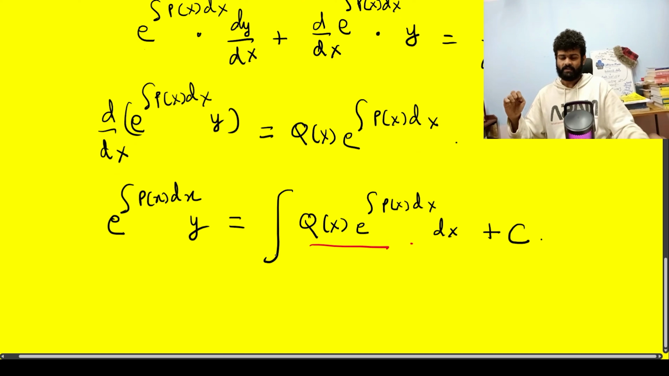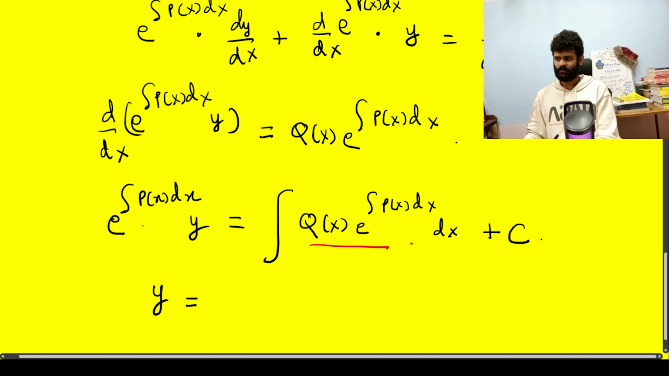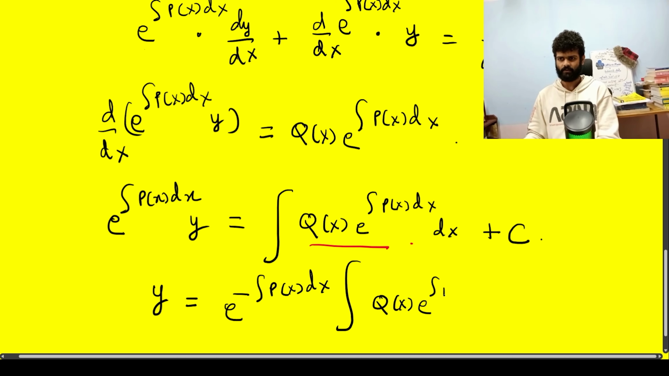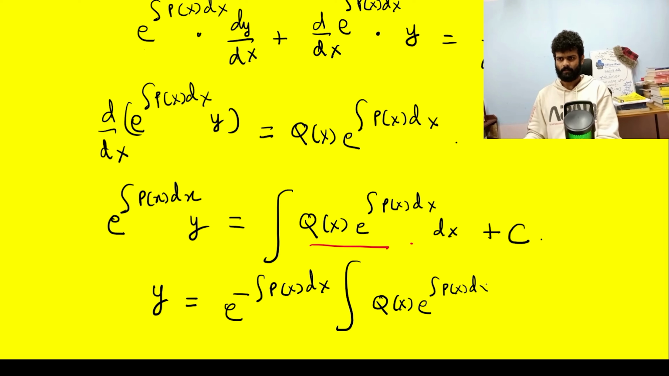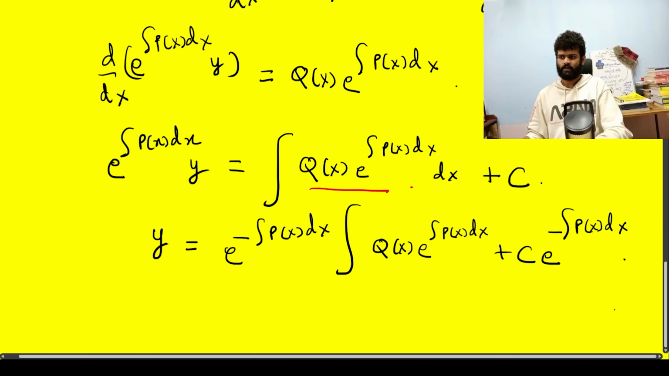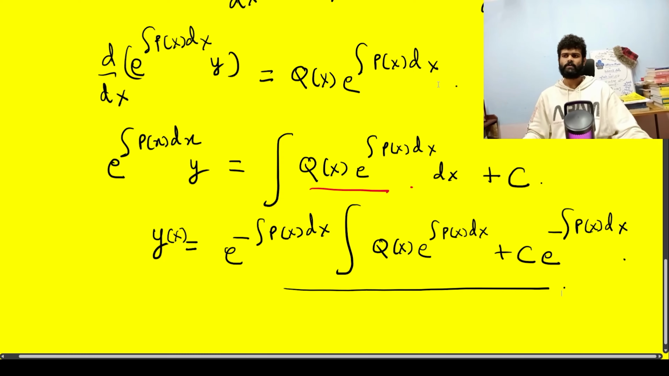Okay, I was thinking something else, guys. So y is equal to e to the power minus integral px dx, and then integration qx e to the power integral px dx plus c times e to the power minus integral px dx. So this is the solution of the differential equation. So your y, which is a function of x, is given like this. Okay, so this is how you solve the equation.